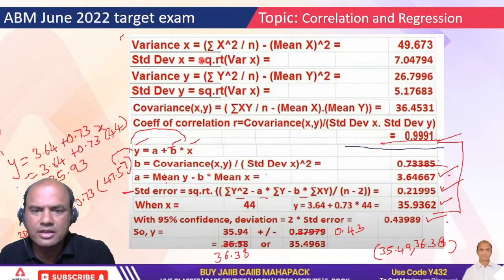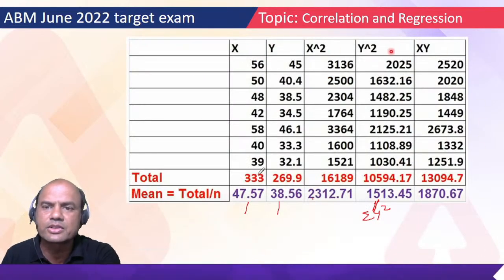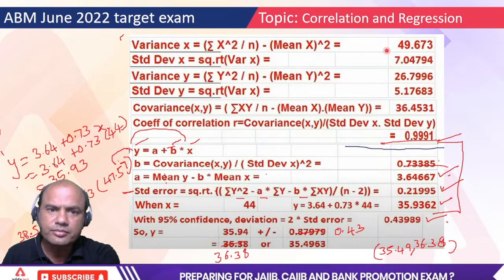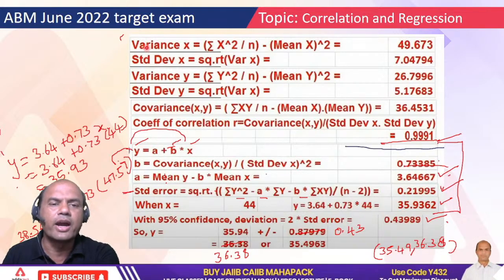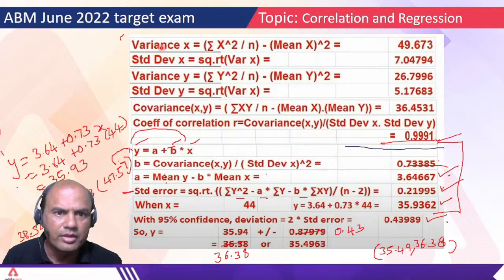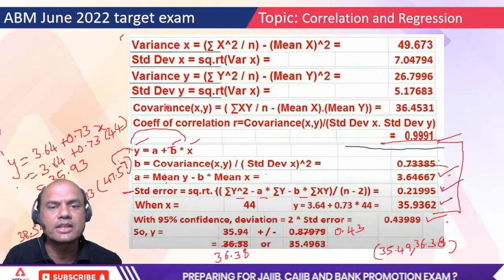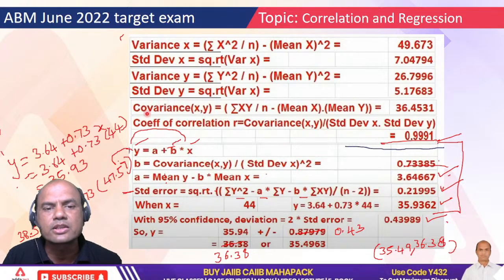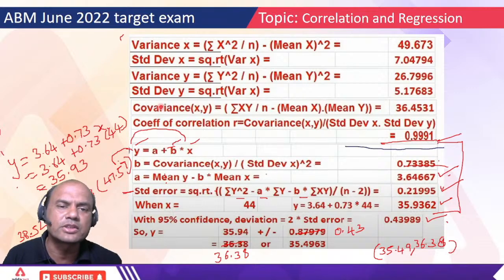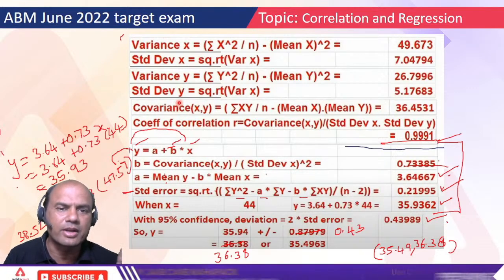First step is done. Tables, everything, everyone has completed this table: x, y, x square, y square, xy. Let's move on. Second thumb rule: find the variances of all. Variance of x, variance of y, and variance of xy. But we call this variance of xy as covariance. But logically remember, find the variances of all. First step table, second is variance.